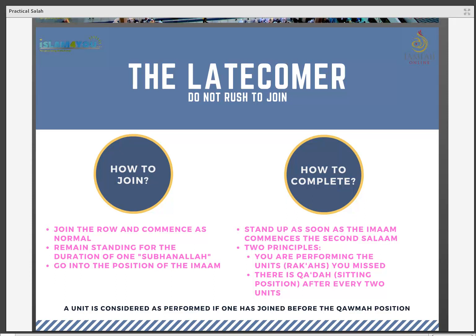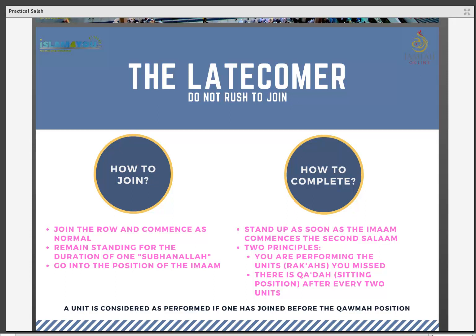To understand how we then continue it, there are 2 principles to know. The first is that you are performing the unit, the rak'ah, that you had missed. So say there were 4 units, 4 rak'ahs at Dhuhr Salah. Now we join in the second unit. We missed the first unit. What happens now? You stand up, Allahu Akbar, and now you are performing your first unit.